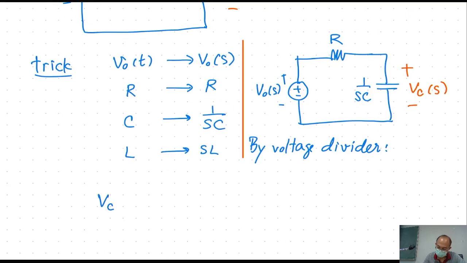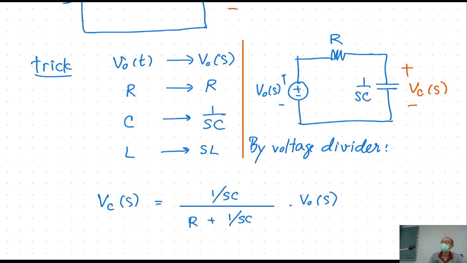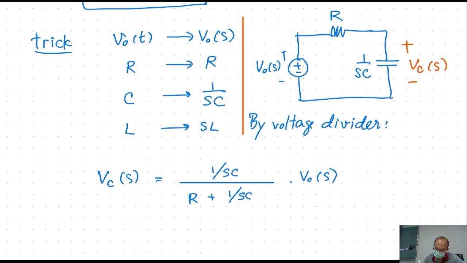So by voltage divider, we have Vc(s) equal to 1 over SC over R plus 1 over SC times V0(s), right? This is by voltage divider. I hope everybody remembers it. So it is 1 over 1 plus SRC, times V0(s).